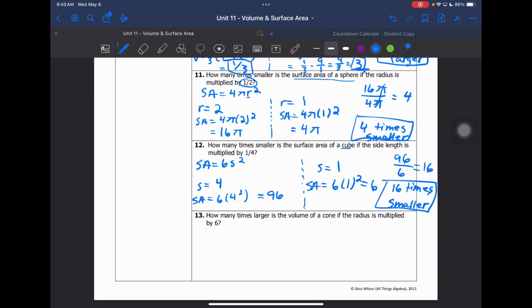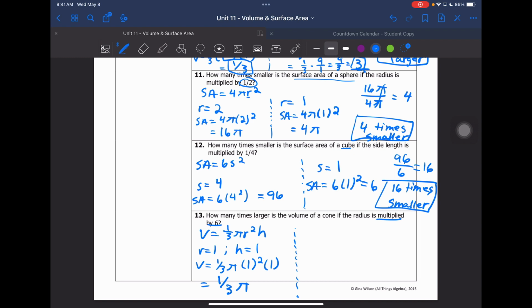And the last one. How many times larger is the volume of a cone if the radius is multiplied by 6? So volume of a cone is represented by 1/3 times pi r squared times height. We're going to multiply the radius by 6. So we can pick anything for our radius and our height. Let's just pick 1 for each of them, because that's going to be easy to find what the original volume is. 1/3 times pi times 1 squared times 1. So we basically are multiplying the 1/3 pi times 1 times 1. So you just have 1/3 pi.